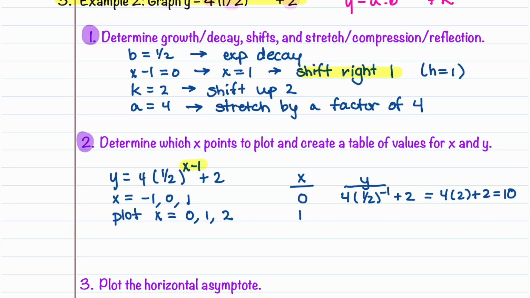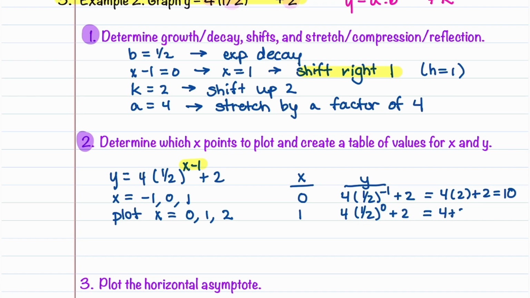Now let's let x is equal to 1. So this gives us 4 times 1/2 to the 1 minus 1, which is 0, plus 2. 1/2 to the 0 is just 1. So we have 4 plus 2, which is 6. Now we have one more to do. Let's let x equal 2. Our y then is 4 times 1/2 to the 2 minus 1, so that's just 1, plus 2. 4 divided by 2 is 2, so we have 2 plus 2, and that's equal to 4.